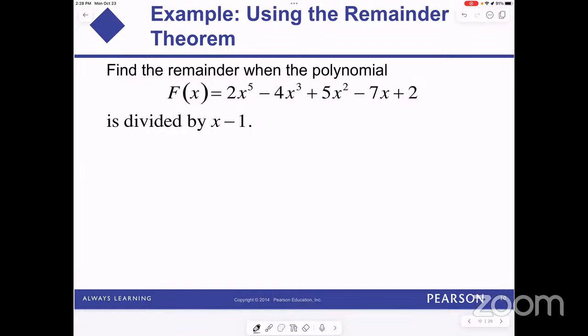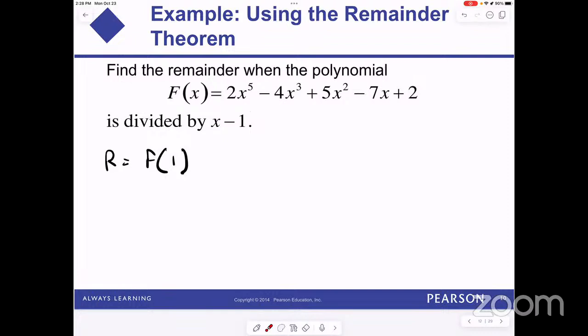So if we're asked to find the remainder, in this case, that's going to be f of a, where a is the zero. The zero is going to be 1 in this case, right? If we look here, when x is 1, that makes it 0. So if we evaluate this function when x is 1, that's going to produce our remainder.